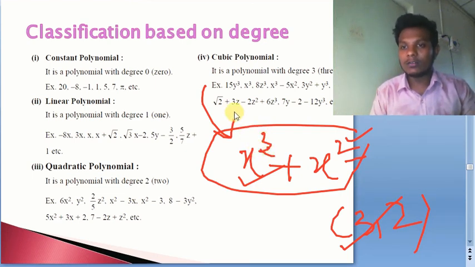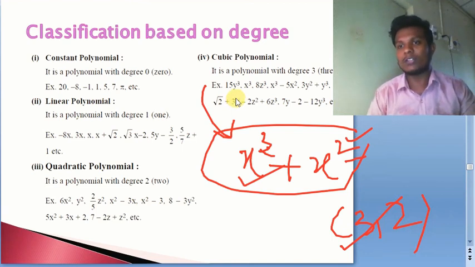Likewise, if it is fourth degree, we call it a biquadratic polynomial. If it is from fifth degree onwards, we simply call it a fifth degree polynomial, sixth degree polynomial and so on. We won't use a specific name for that. So up to 4, for the fourth degree polynomial, we can use biquadratic polynomial. So this is one classification, taking the degree as the parameter.